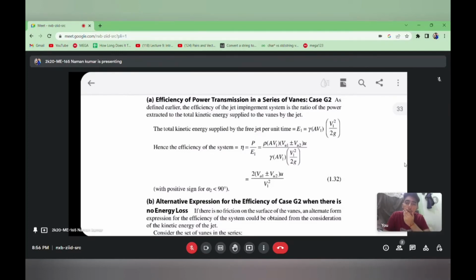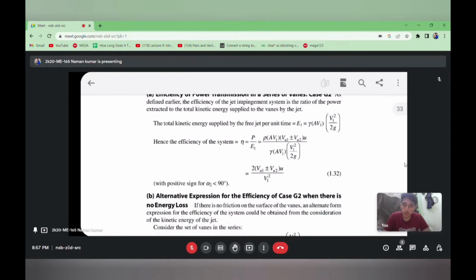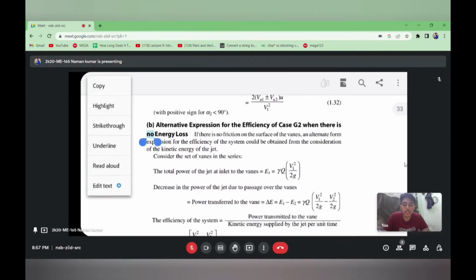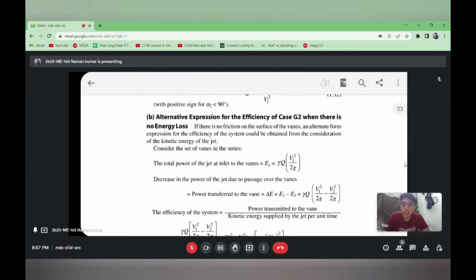For our case, not for a series of vanes but for a single vane, our expression comes out to be 2 times VR1 multiplied by (VU1 plus or minus VU2) multiplied by U divided by V1 cube. So here we can see that V1 and VR1, we take total discharge, therefore our expression comes out like this: 2 multiplied by (VU1 plus or minus VU2) U divided by V1 square. So here is the alternate expression for efficiency when there is no energy loss.